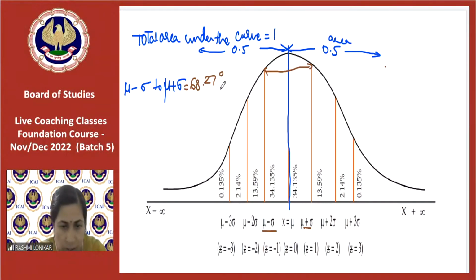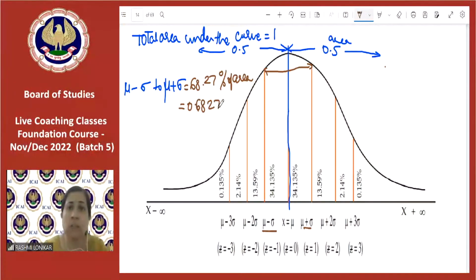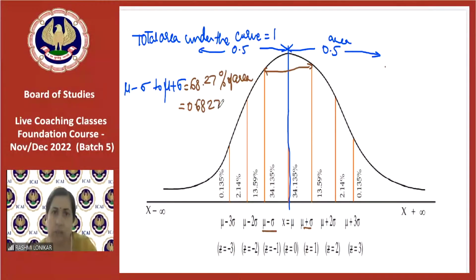This is the percentage of area. These numbers are given in percentage. Now, what is the total area? Area is 1. 68.27% of 1 is 0.6827. Both mean one and the same thing. What is the area covered when I move from the mean to one standard deviation on the left as well as on the right? I am covering 68% of the area.